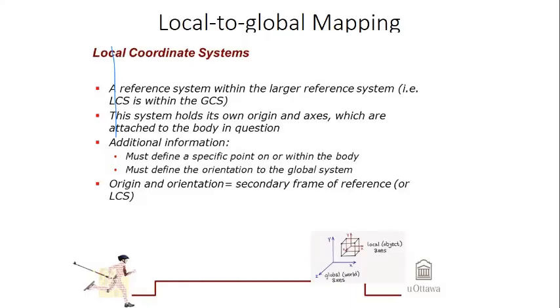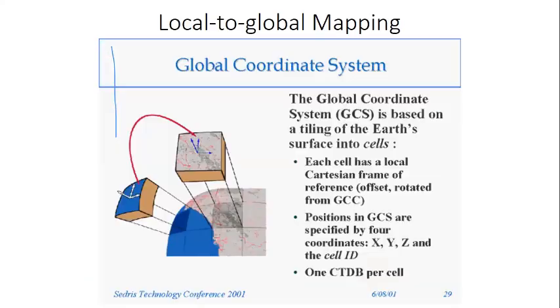Also, the LCS must define a specific point on or within the body. It must also define the orientation to the global system. That means you must be able to define an object by the LCS in relationship with the GCS. The origin and orientation is equal to the secondary frame of reference, or the LCS. Now, these are all the characteristics of the local coordinate system.